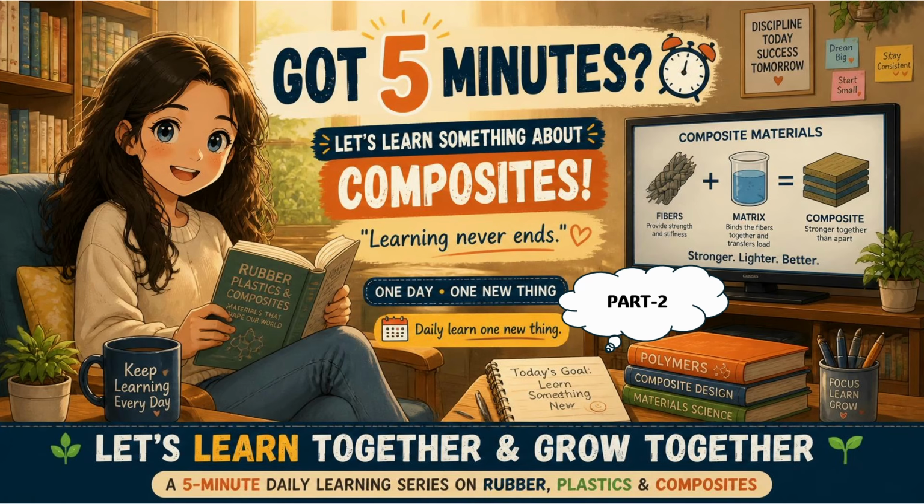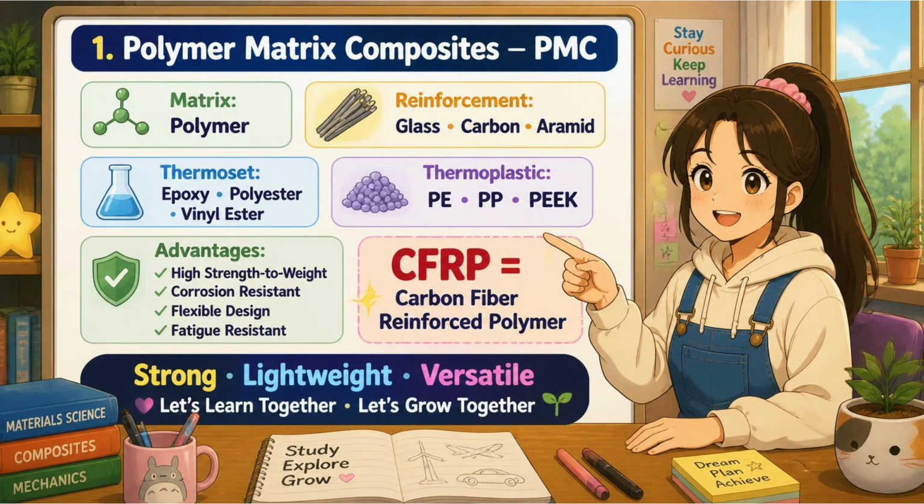Let's understand each one. Firstly, polymer matrix composites. PMC stands for polymer matrix composites. Here, the matrix is a polymer and the reinforcement is generally a fiber or a particle. Common polymer matrices include epoxy, polyester, polypropylene, and PEEK. Common reinforcements are carbon fiber reinforced polymers, natural fibers, aramid fibers, and glass fiber too.